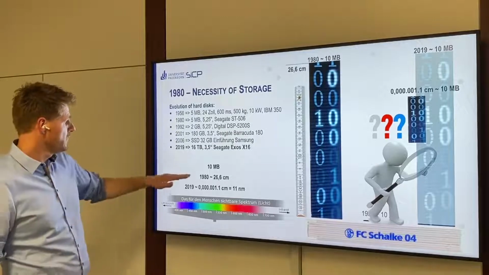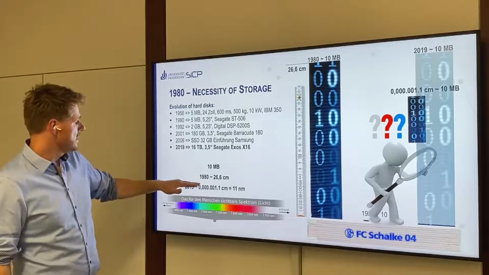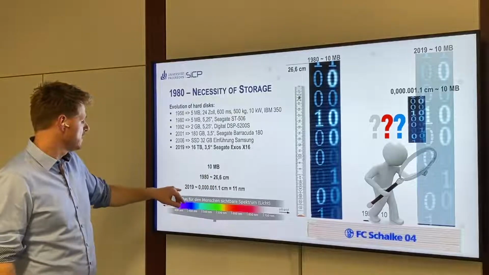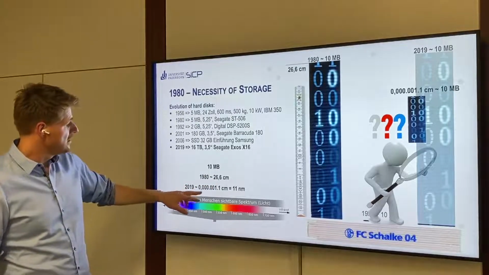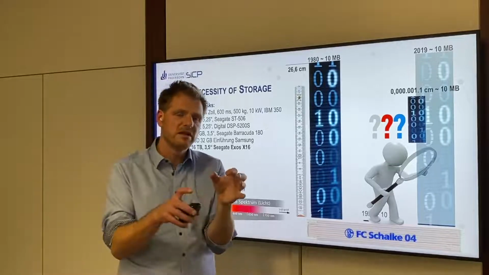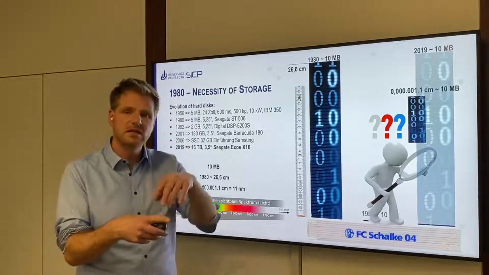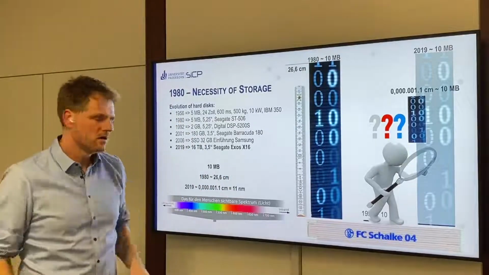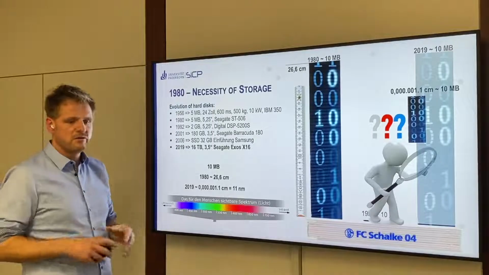Yeah, so if you look at this 10 megabytes, in 1980, 26.6 centimeters. In 2019, 11 nanometers. I'm not talking about the storage density on the platter, but just the form factor compared to that.